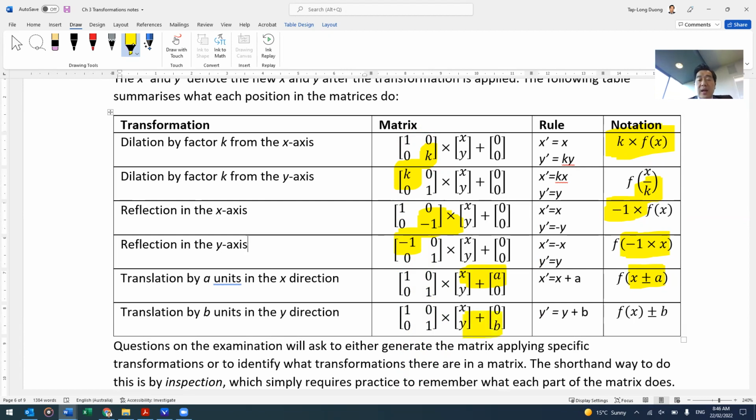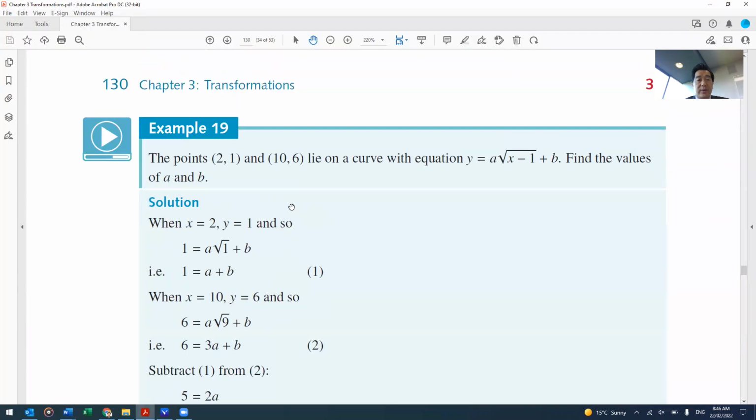So if it's a plus b there, you just tack on the end of it a plus b. So this one is the same sign, but this one is the opposite sign. And that's all. Okay, so when you're doing these, do some now.